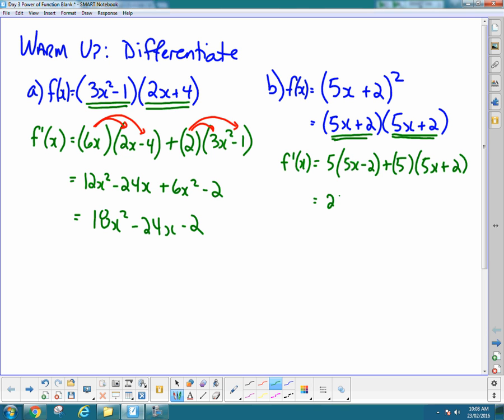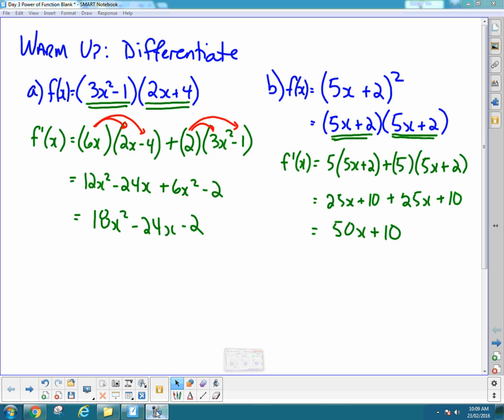Rainbow these, we get 25x plus 10 plus 25x. Oops, sorry, a minus all of a sudden popped up for some reason. That should be a plus, of course. So back to rainbowing, it is 25x plus 10. Rainbow the 5 again, 25x plus 10. Collect your like terms, we get 50x plus 10. And there's our derivative. So hopefully those match your answers, and we'll move on to today's rule.